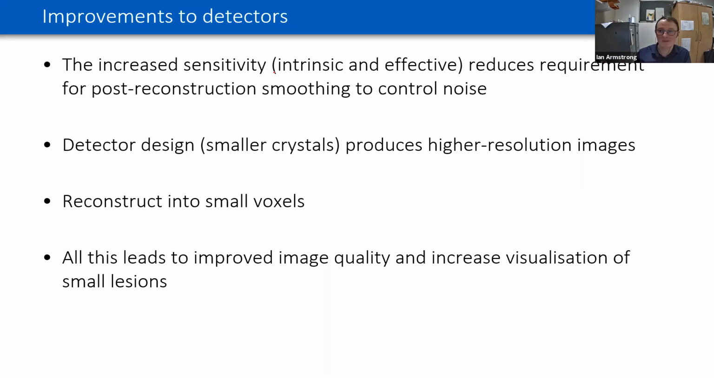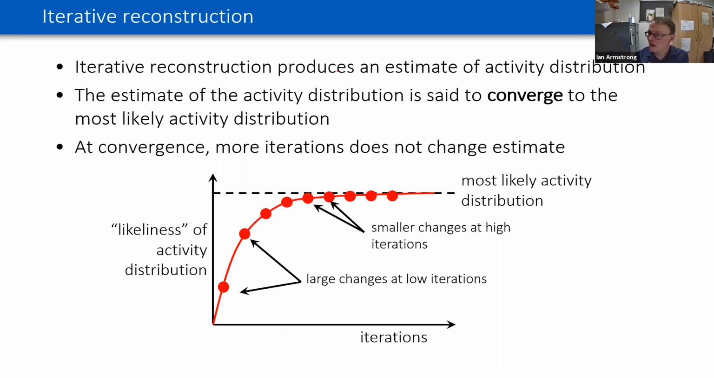The better your starting point of your images, the less you have to do after the fact. So there's less need for post-reconstruction smoothing to control noise. You can design your detector to have smaller crystals, so we can have higher intrinsic resolution of our detectors. We can reconstruct into smaller voxels, which gives us better sampling. So all of this will lead to better image quality and increased visualization of our smaller lesions.